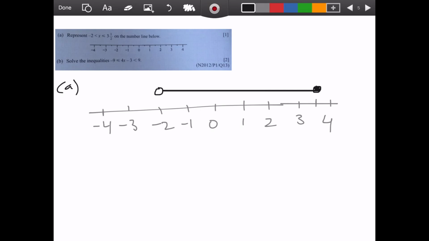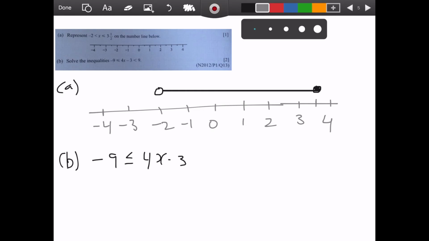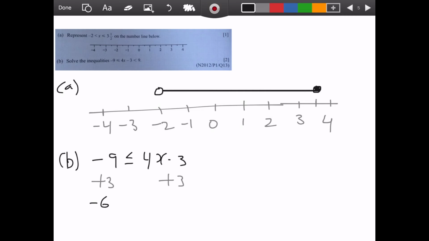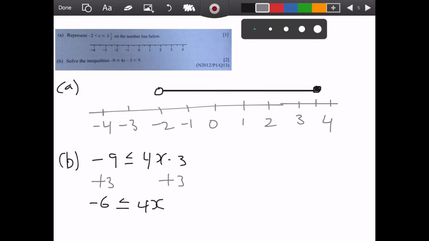Okay, now let's look at part B. Part B said solve these inequalities. So let's solve it one by one. Minus 9 less than or equal to 4x minus 3. Okay, so remember, for inequalities, if you want to add 3 on the left side, you must add 3 on the right side, right? So that we can get an x on the right side. So this will be minus 6 less than or equal to 4x. Now you just want an x on the right side, then you have to divide by 4 on the right and also on the left.